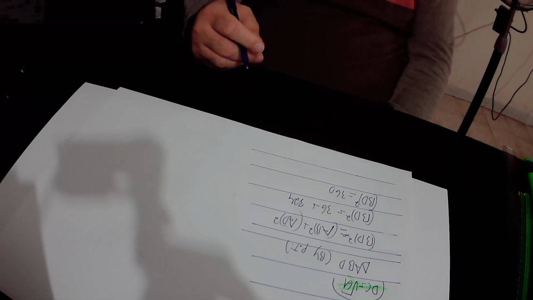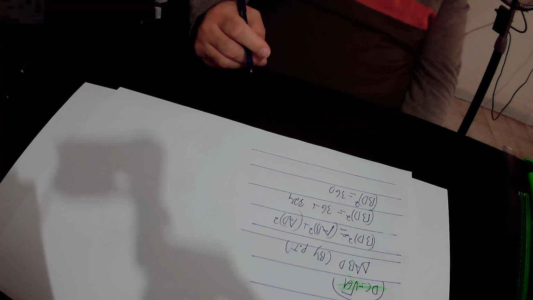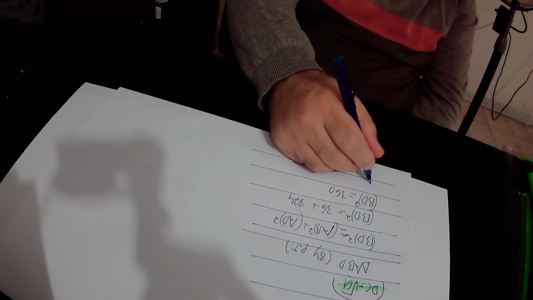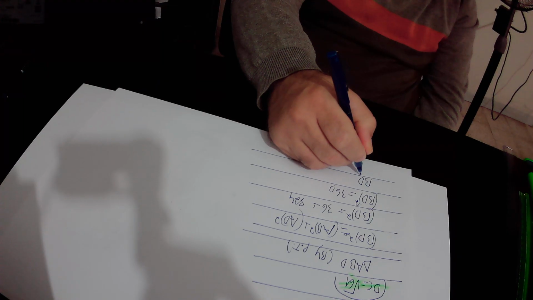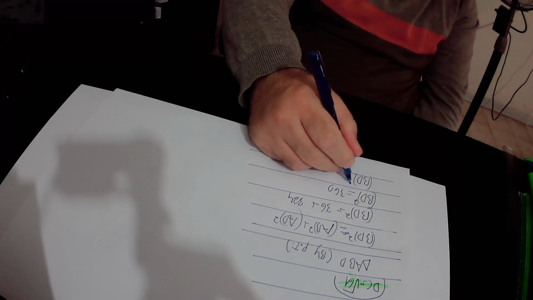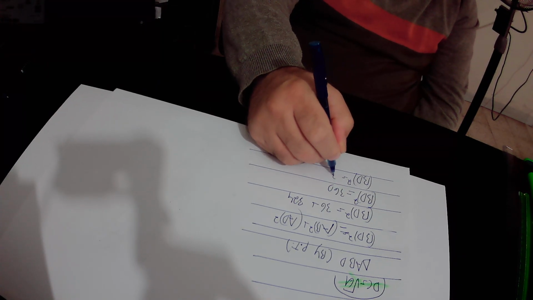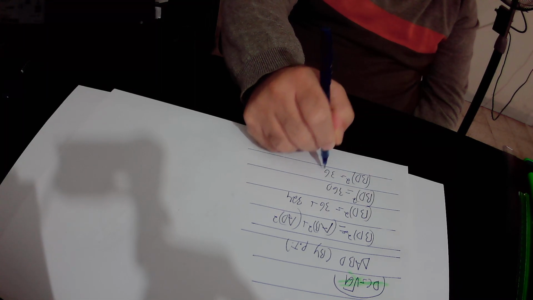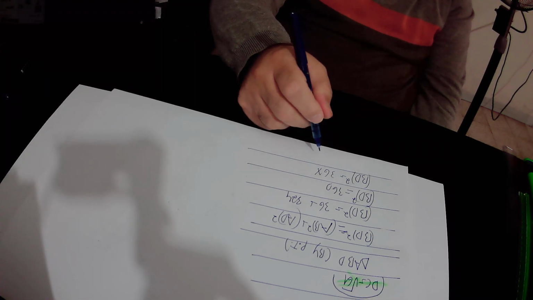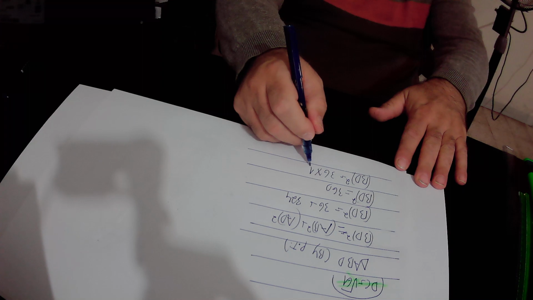In the next step, we'll substitute 360 by 36 times 10, so BD squared equals 36 times 10. Here we take the root of this equation.